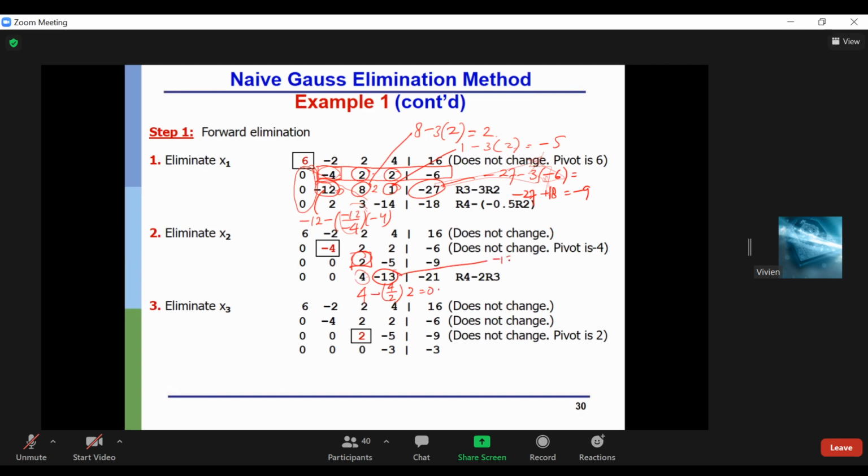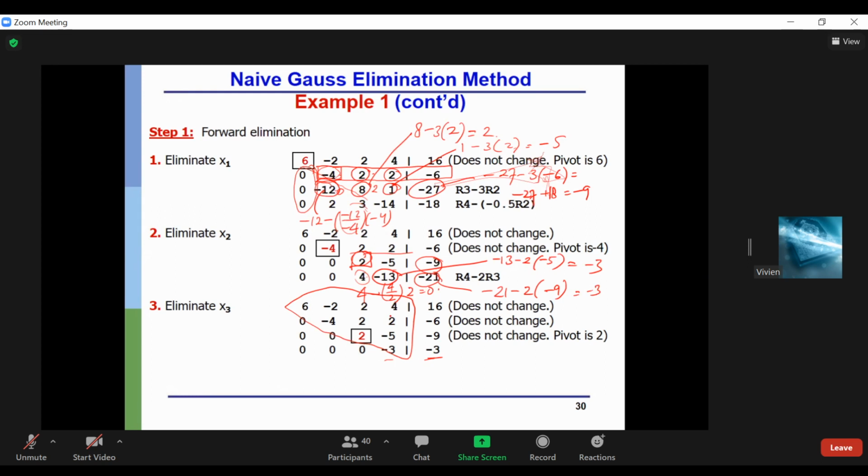Next, this one as well. So that will be minus 13 minus 2 times, now here will be subtracted with the third row, so minus 5. So we have plus 10. So that will be minus 3. So we see the result here is minus 3. Last, right hand side, minus 21 minus 2 times here, the value is minus 9. So that will be plus 18. So that will be minus 3. So here is the result. This means that we finish obtaining the upper triangular. So that will be the last of the forward elimination step.